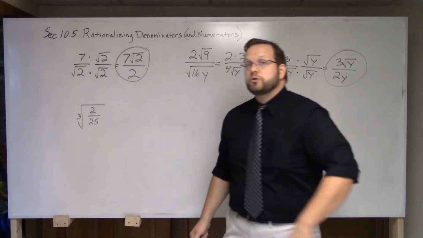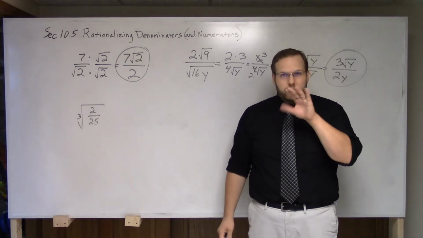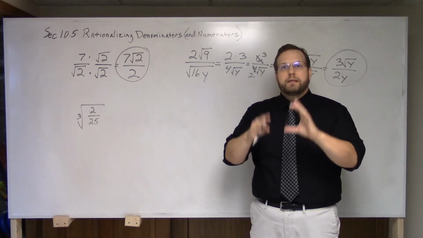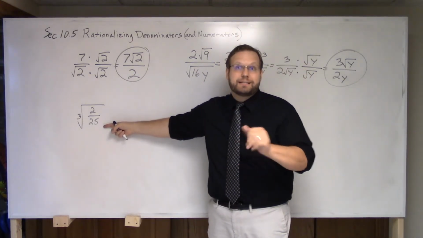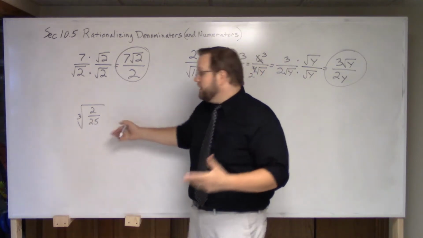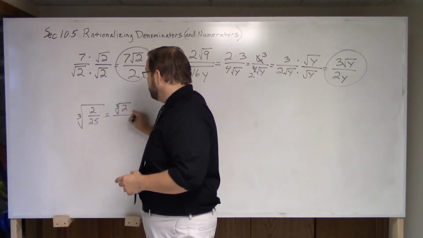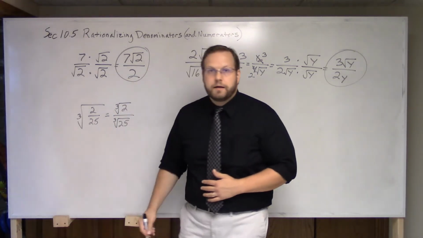Let's say we have cube root of 2 over 25. Now, remember what I said in the previous videos. If you have a fraction with one big radical, that's only good when this is reducible, just as a normal fraction. It's not. So better for us would be cube root of 2 over cube root of 25.